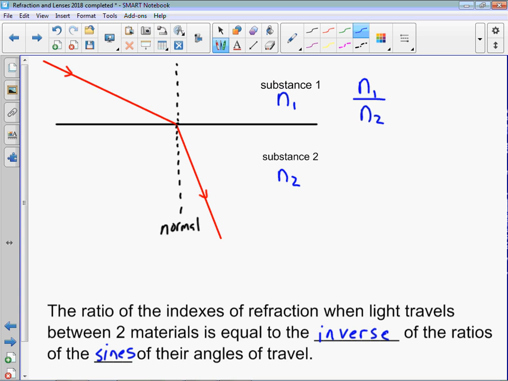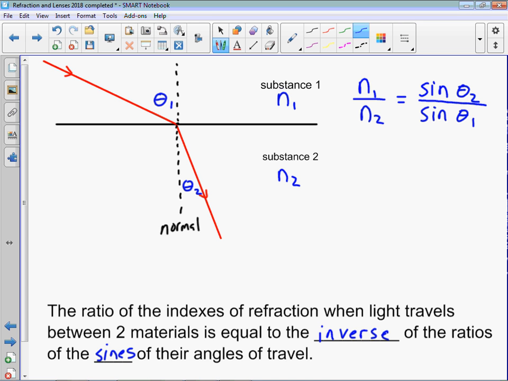their angles. So this angle here, we'll just call this theta 1. Whether it's incidence or refraction, we don't really care. And we'll call this theta 2. So the inverse means that we're going to flip it. This time we're going to have the 2 on the top and the 1 on the bottom. So it's equal to the sine of theta 2 over the sine of theta 1. So inverse is that we flip the 1 and 2 around, and we took the sines of each of those angles. So this, in a nutshell, is what Snell's law is.